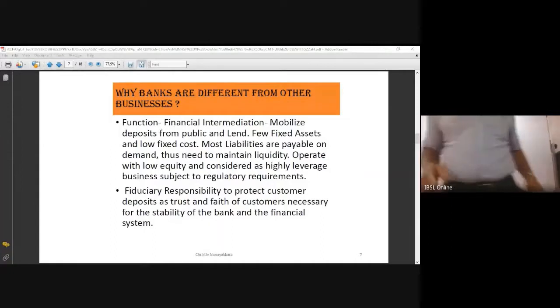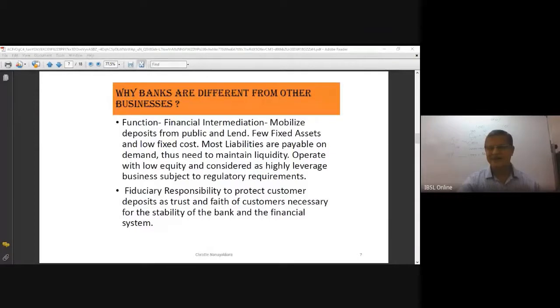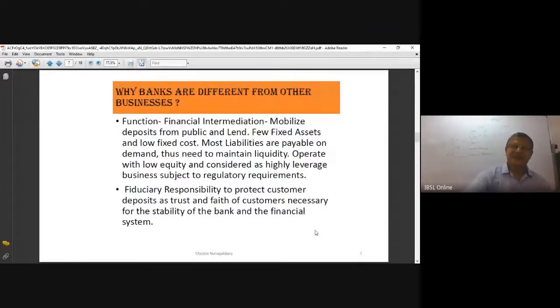So I will go back to that slide once more. It says the function of a bank is financial intermediation. What do you understand by financial intermediation? Financial intermediation is like money lending. You take money from people who have excess, or we call them economic agents with surplus money, who don't want to do business and don't want to undertake any risks.